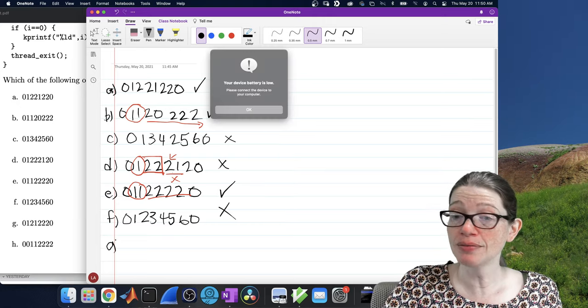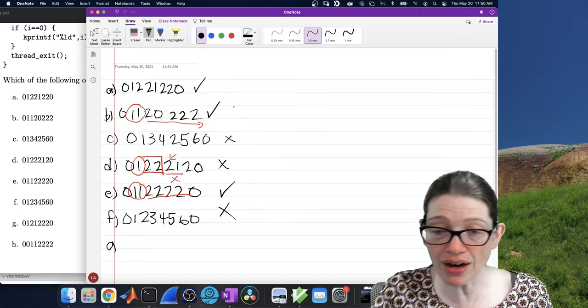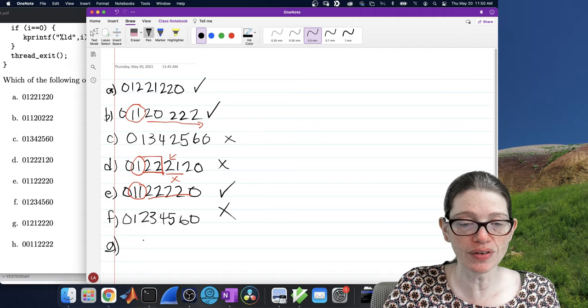Then we have G. Oh, apparently my battery is low in this. Oh well, that's enough for today.